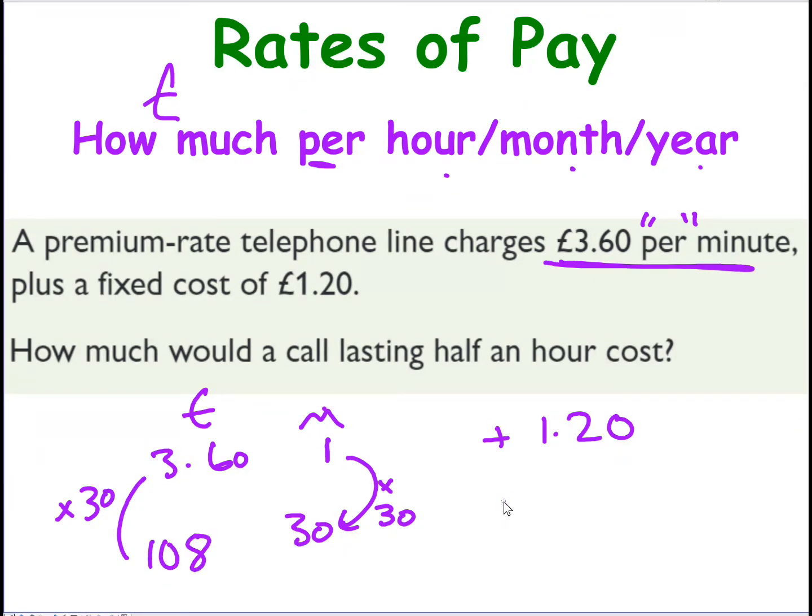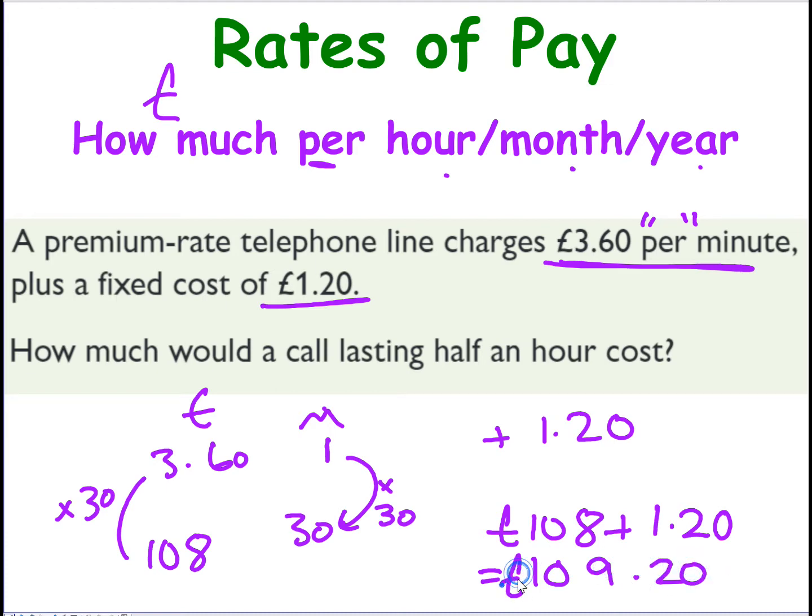So my phone call at £3.60 a minute is going to cost me £108, and don't forget I need to add my £1.20 fixed cost. So that gives me a total of £109.20.